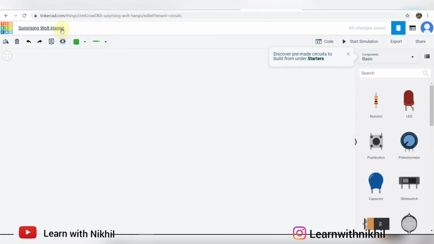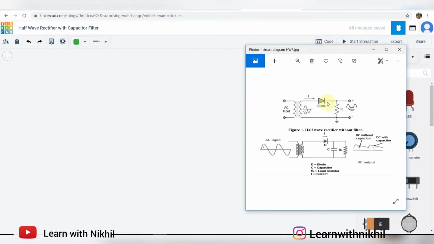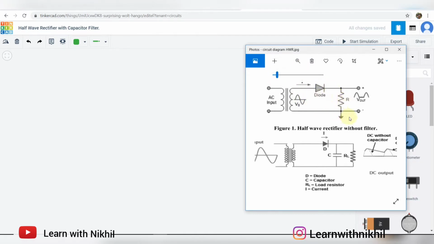Today, we are going to learn the half wave rectifier with and without filter, with a capacitor filter. So this is the circuit diagram we have. This circuit diagram is without filter and this is with filter.